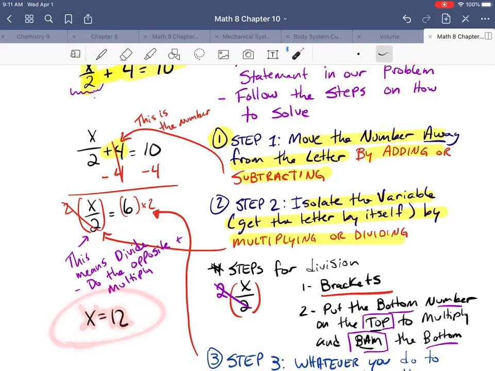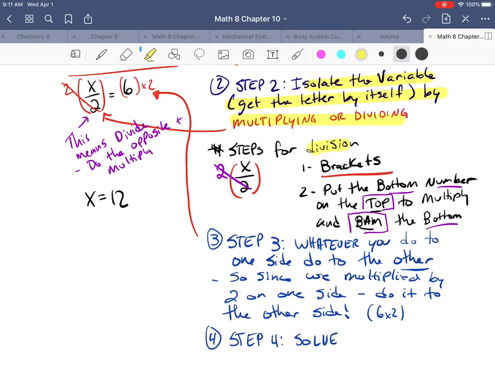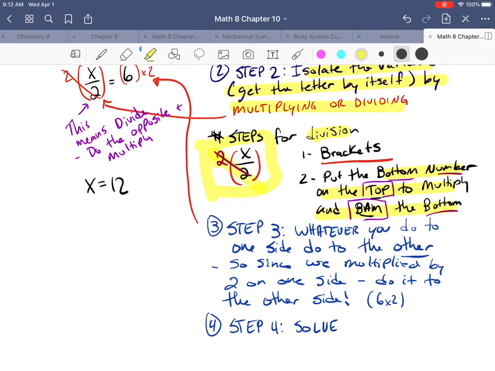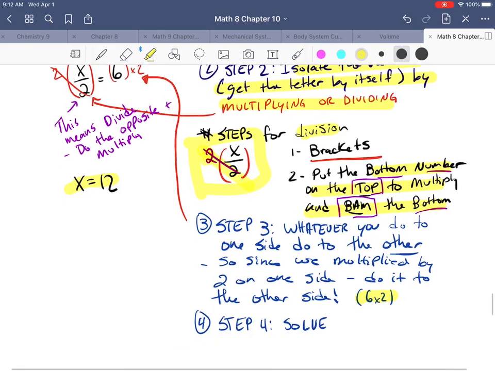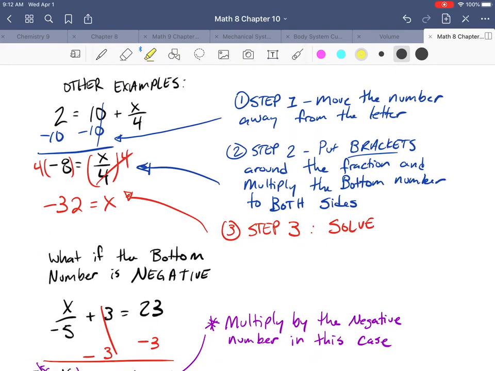And that's your answer. So I just wrote down here the steps for division. Remember to do it just like this, right? Always put brackets, always put your multiplier in the top, cancel it out, and then put it to the other side. Put the bottom number on the top and bam the bottoms. So step 3, whatever you do to one side, you do to the other side. And since we multiplied, we go 6 times 2, which is 12, and there you have it. So that's how a division statement in 2 steps looks. There are some other examples too that we just want to show you, and so here they are.